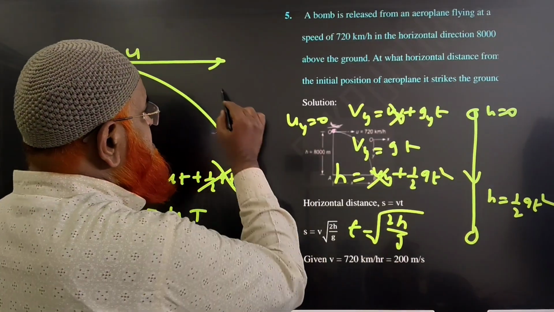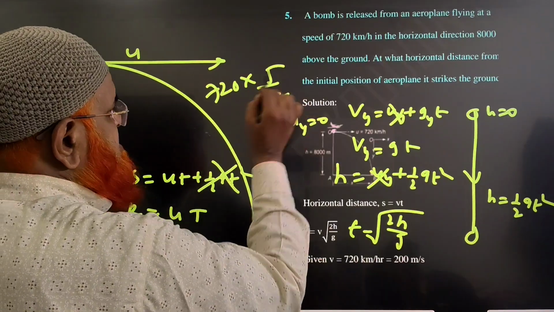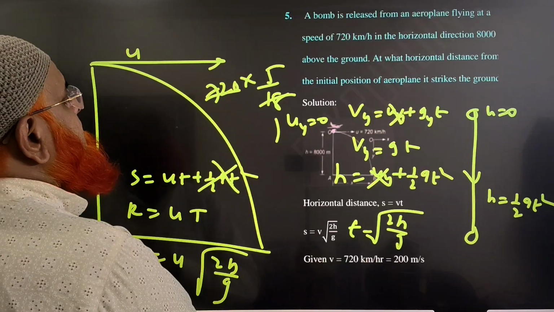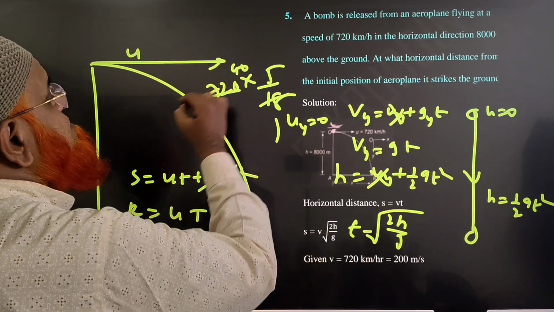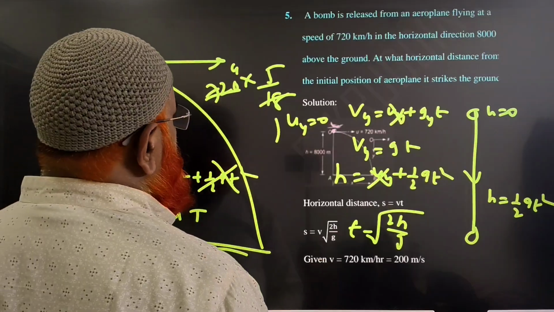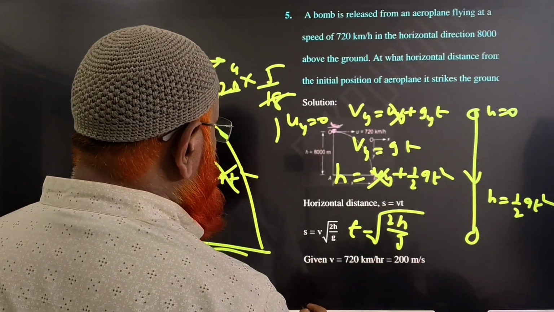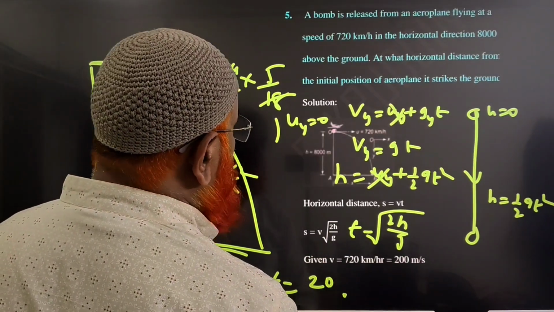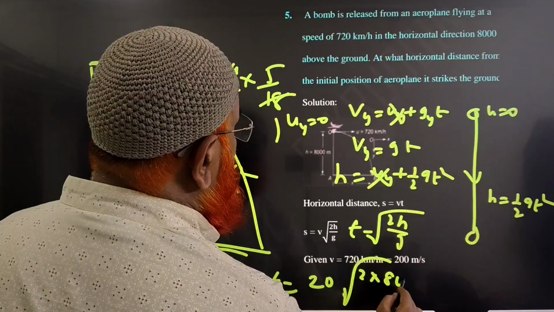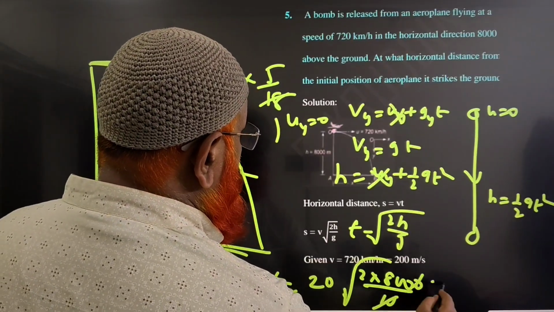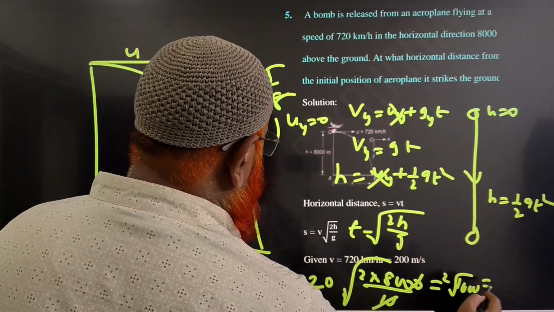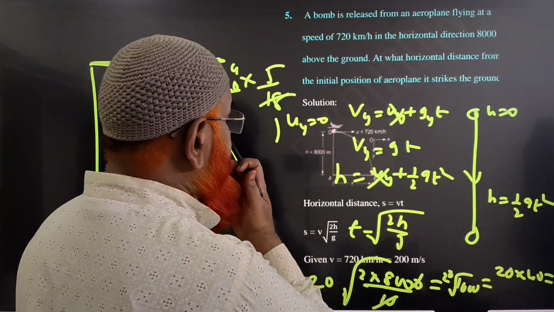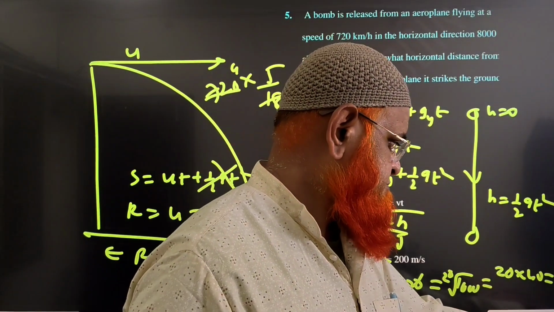That's it. So 720 you have to convert, no? 720 into 5 by 18 meters per second, 200 meters per second. Time is asking, initial velocity is how much? 200. Time is square root of 2h by g. What is the height? 2 into 8000 by g, so 1600. Square root of 1600 means 40. 20 into 40, 800 is the answer.